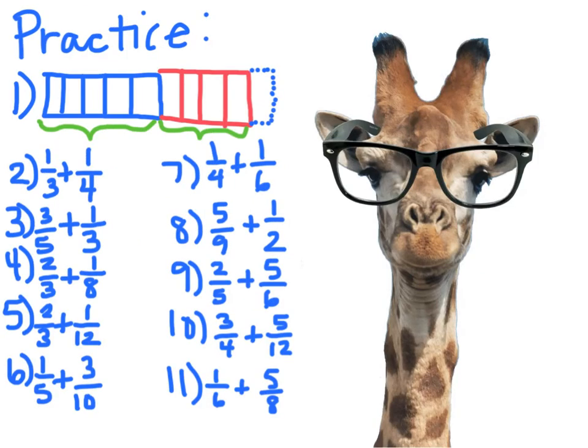Mr. Giraffe insists that you try some practice problems. The first problem asks you to find the part of the model that shows the fractions 1/2, 2/5, and 9/10. Then write an addition sentence that solves the problem. From that point forward, the problems are simply find the common denominator and add.